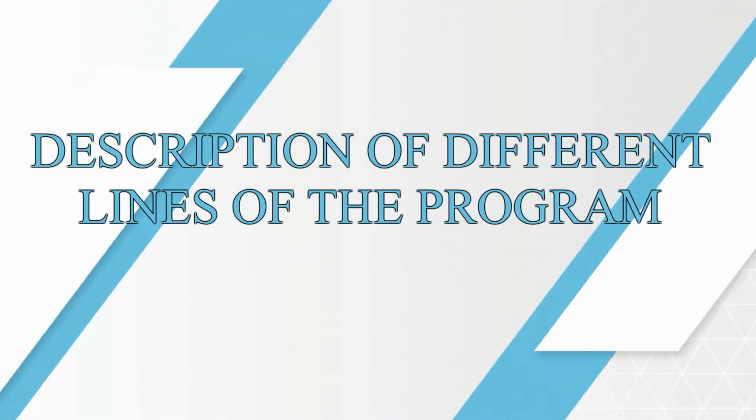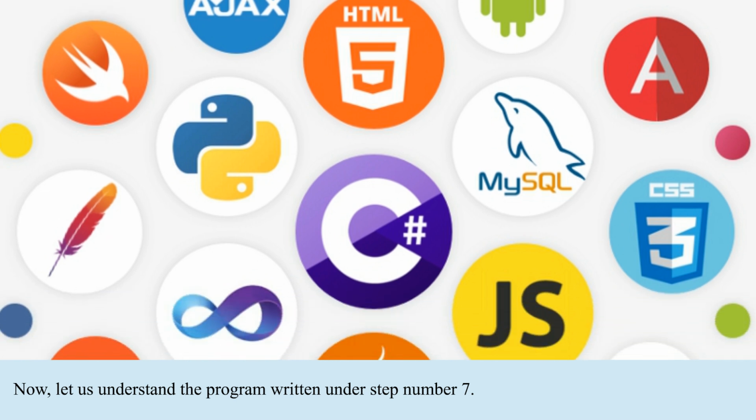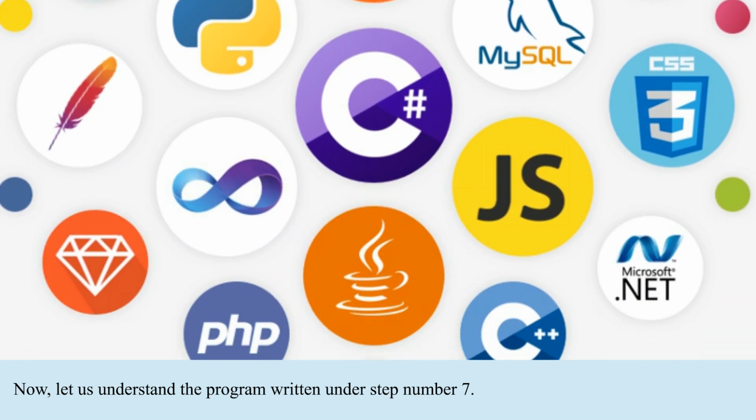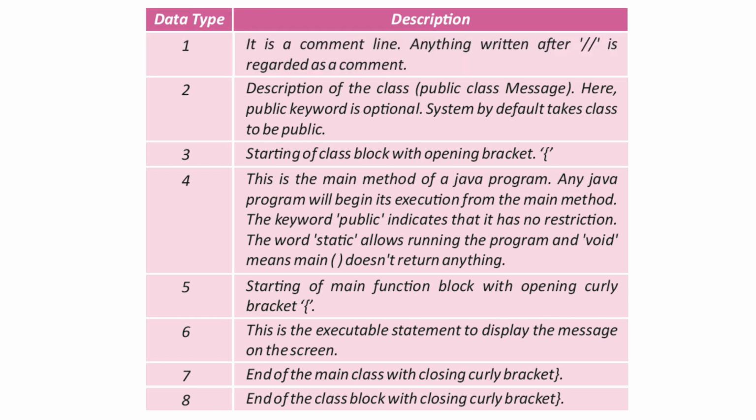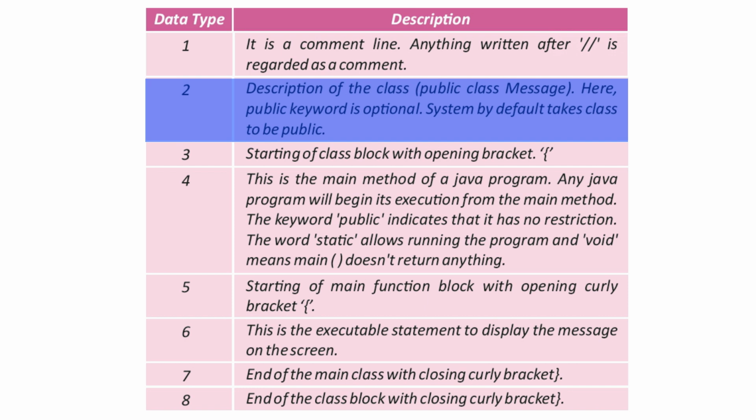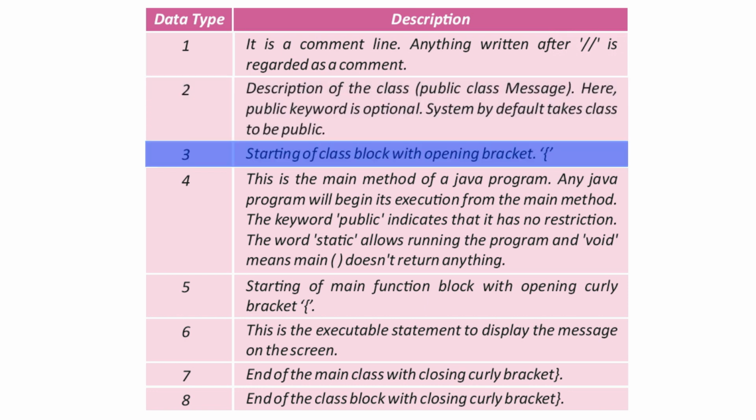Description of different lines of the program. Now, let us understand the program written under step number 7. 1. It is a comment line. Anything written after the comment marker is regarded as a comment. 2. Description of the class, public class message. Here, the public keyword is optional. The system by default takes the class to be public. 3. Starting of the class block with an opening bracket.